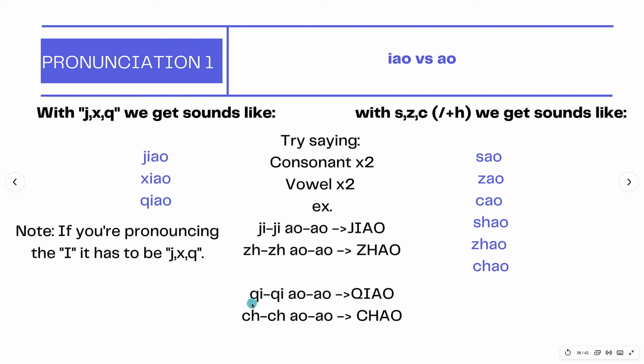So qi, chao. Then it turns into a ch. So we can say chi, ao, chao. Fantastic. And that's all the practice that I want to do here. Just remember, you put an I there. If you don't put an I, you'll be saying one of these.